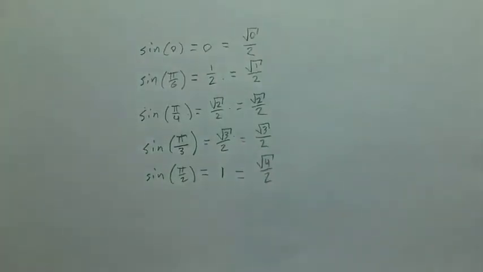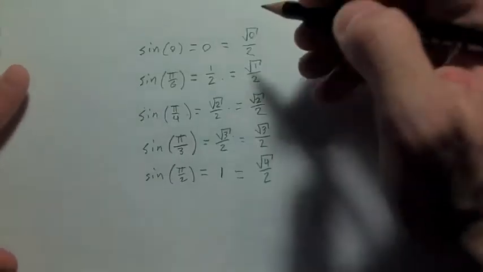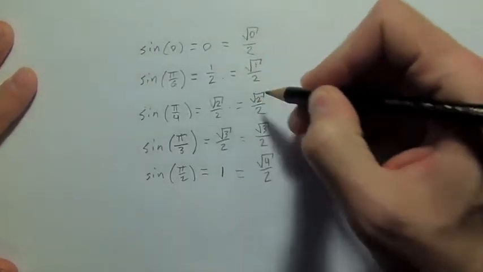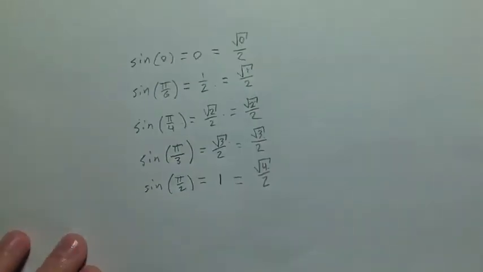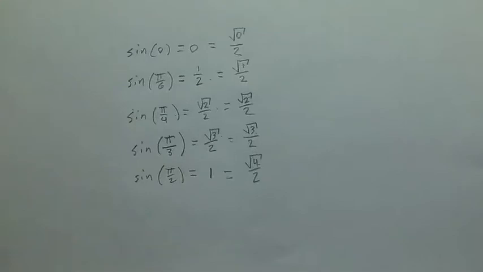So the pattern is actually always the square root of something over 2, and it goes in order from 0, 1, 2, 3, 4, and we just simplify the ones that need to be simplified. This is the pattern for sine. And once you know the pattern for sine, you know the pattern for all the sines in any quadrant. You just need to know which quadrant you're in.